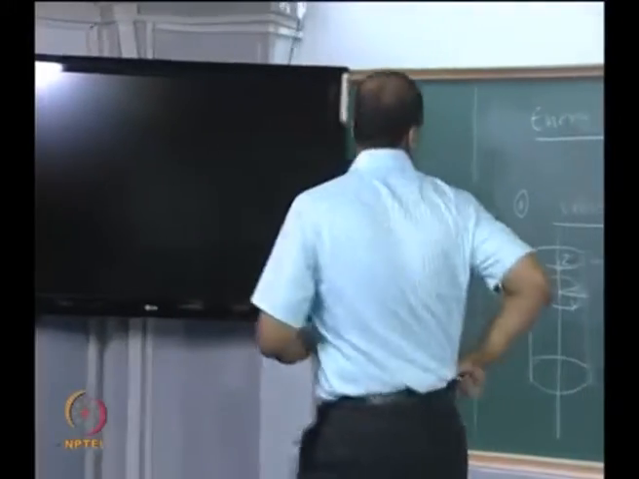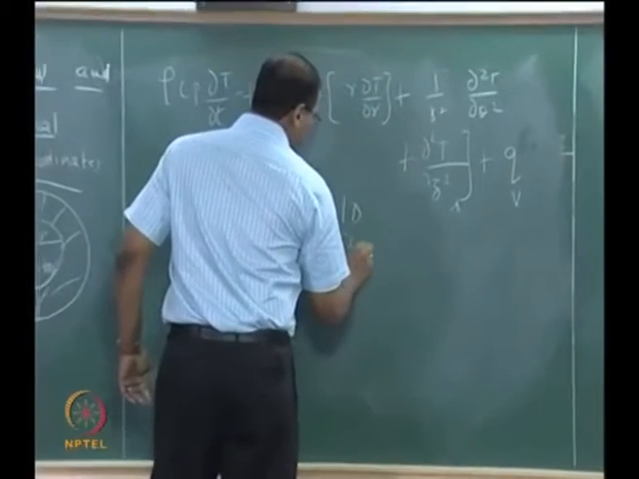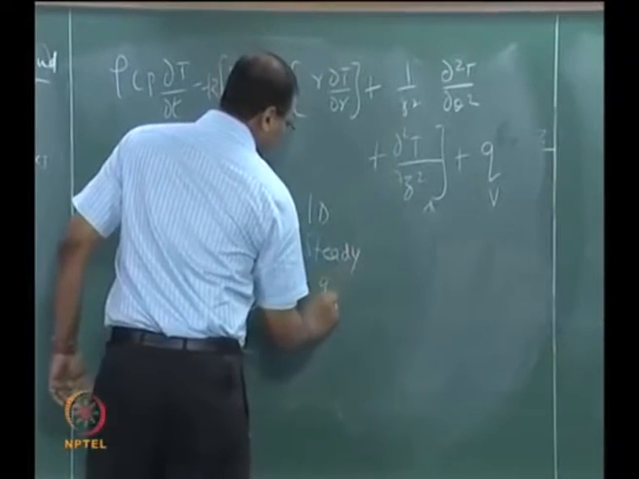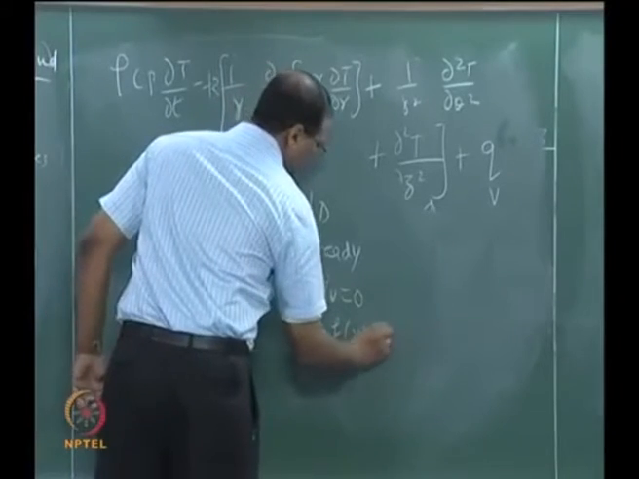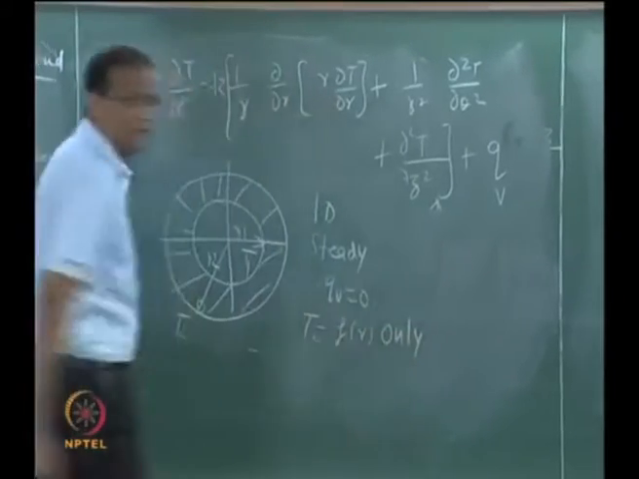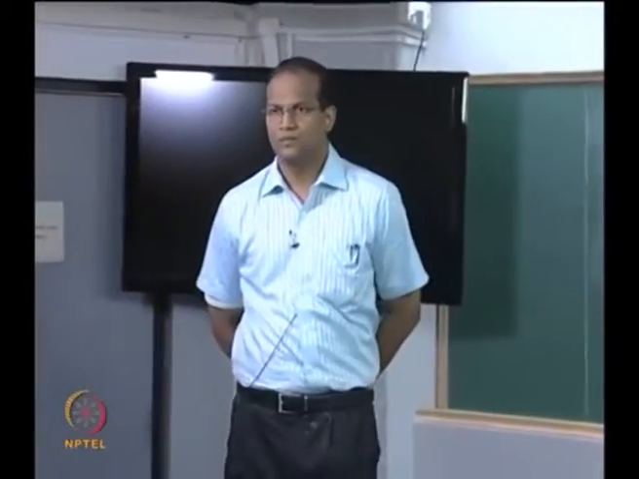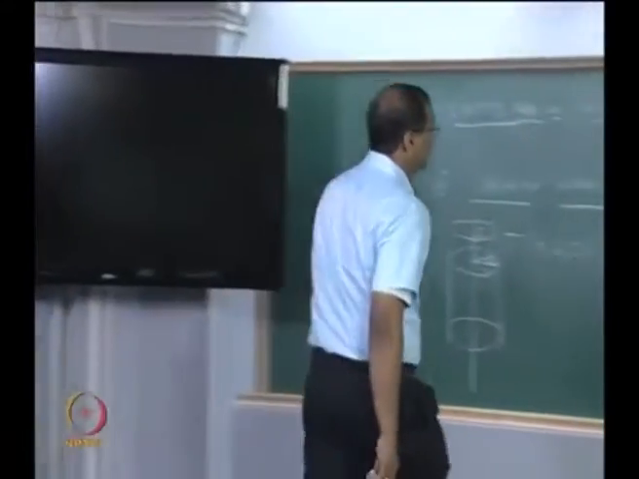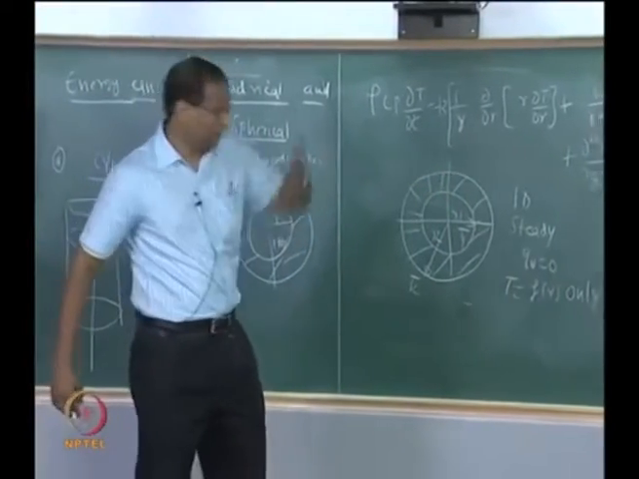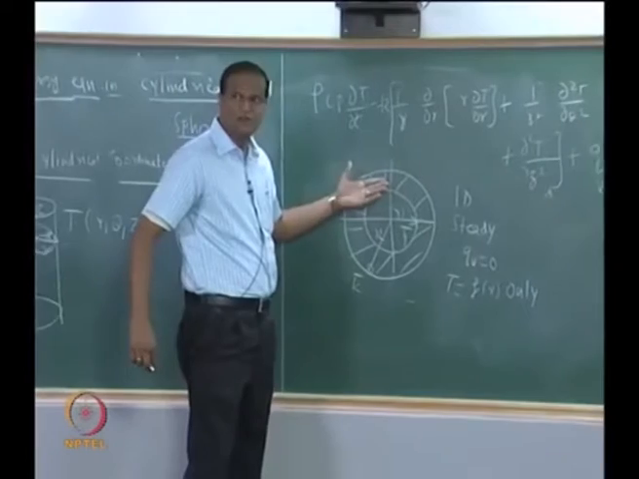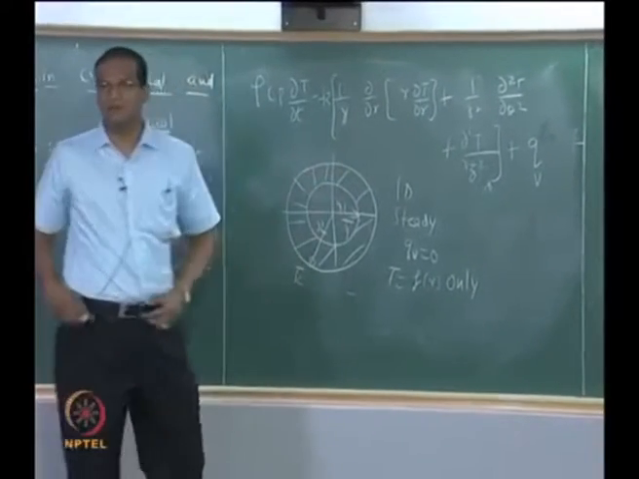Is the situation clear? So it is 1D, steady, QE equal to 0, T is a function of r only. There is a pipe which is like this. I am taking the sectional view of the pipe. So this is the thickness of the pipe material or tube material.